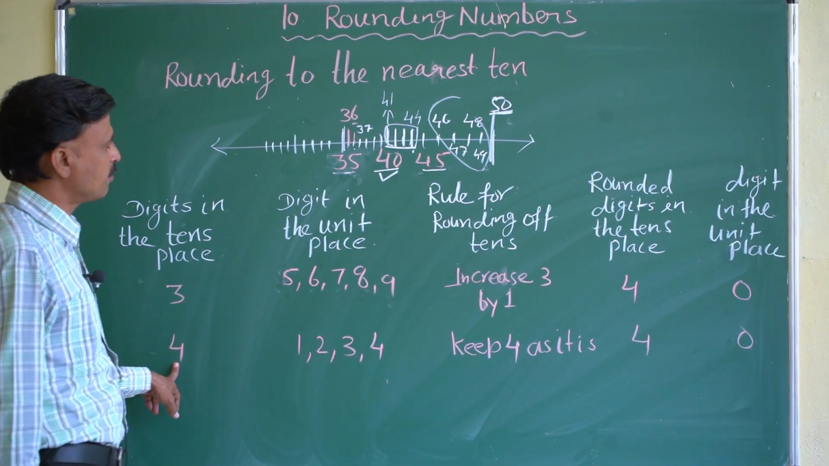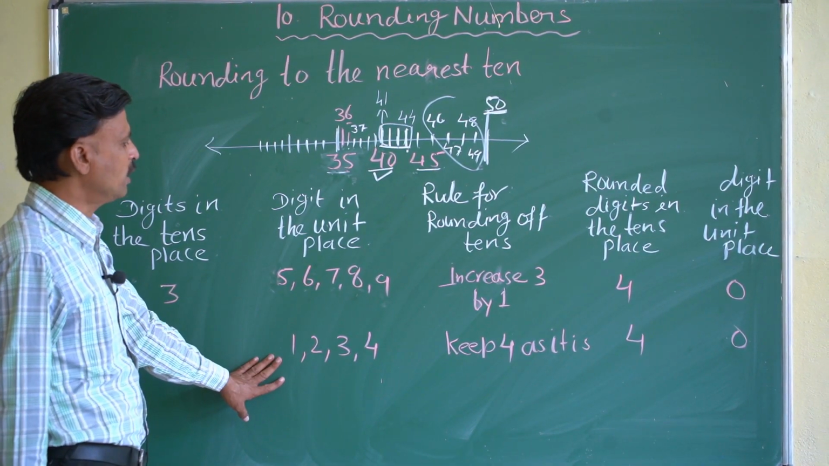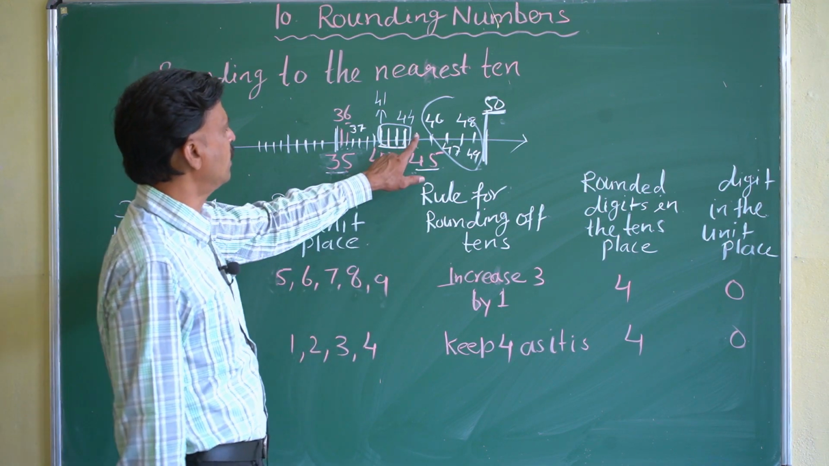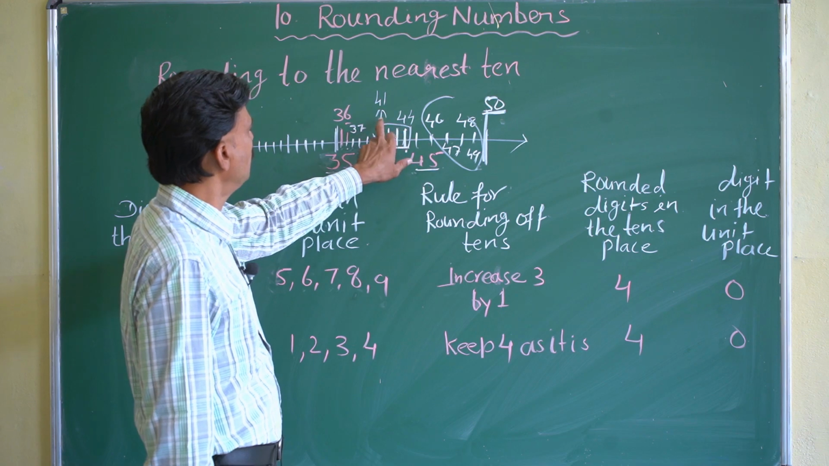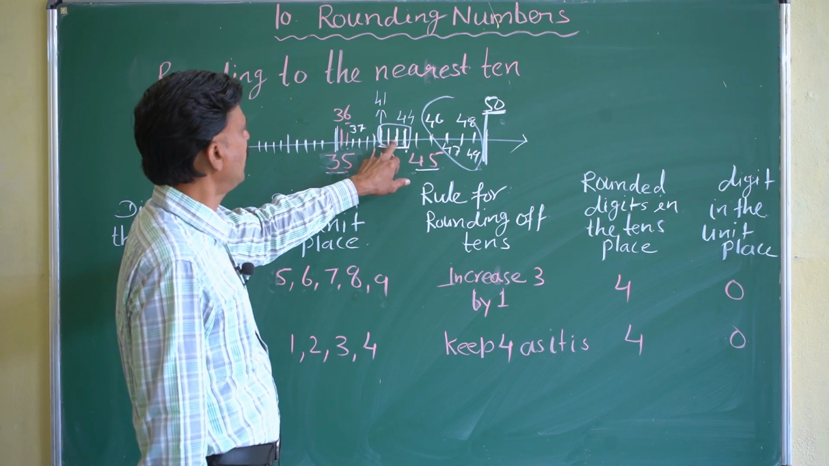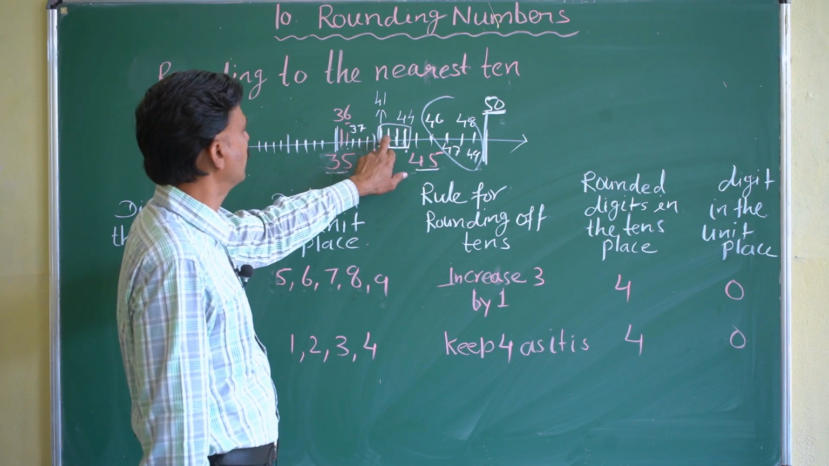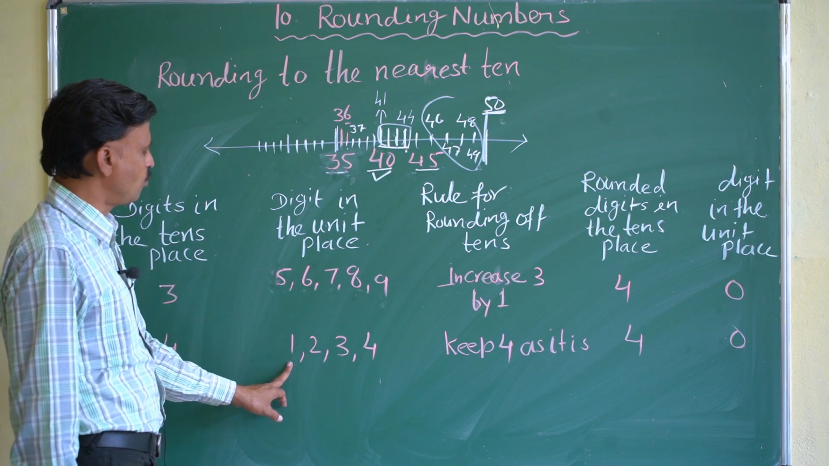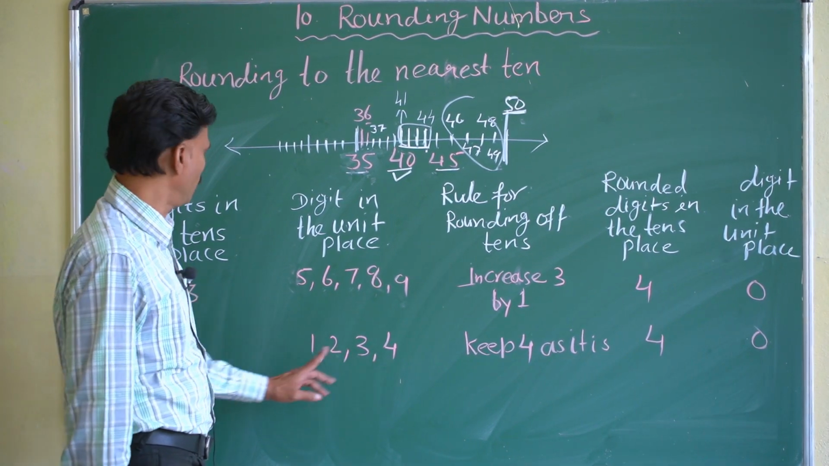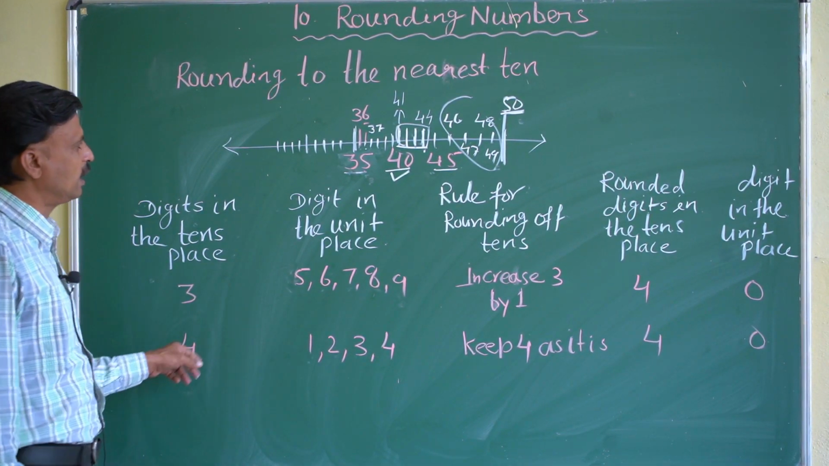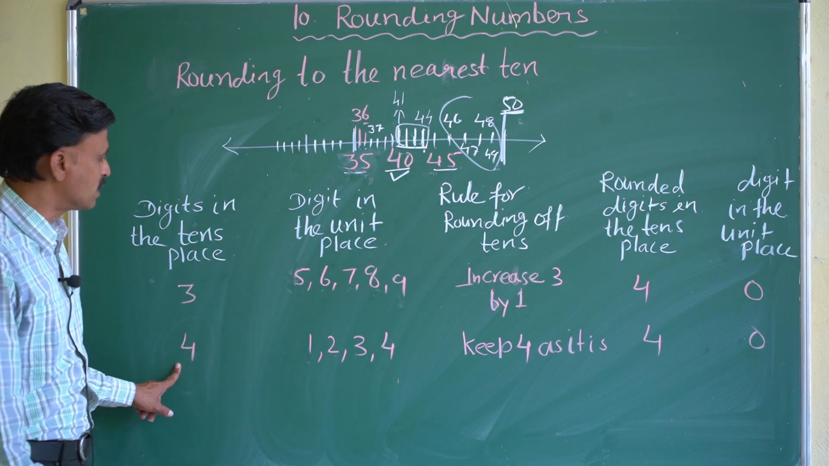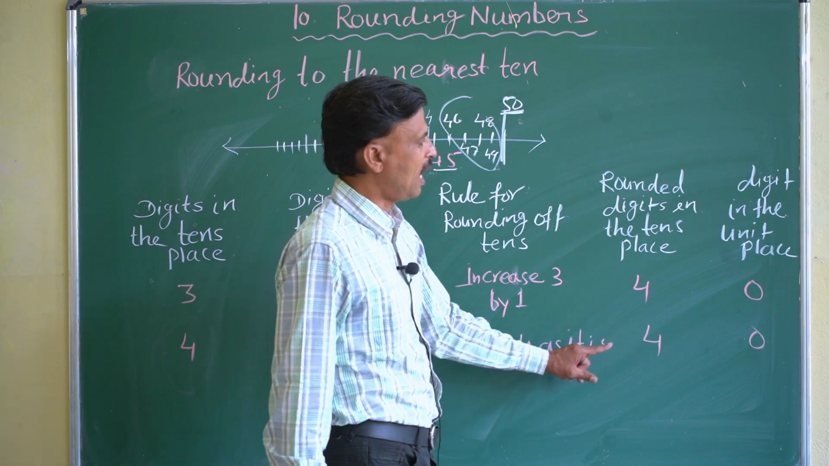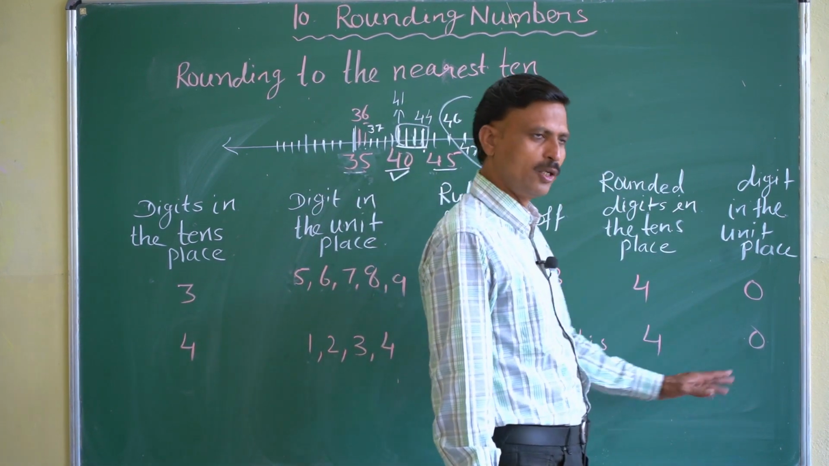But if the unit place digit is 1, 2, 3 or 4, like 41, 42, 43, 44, then the 10th place digit stays as it is. We are not going to increase it by 1, and the unit place digit becomes 0.